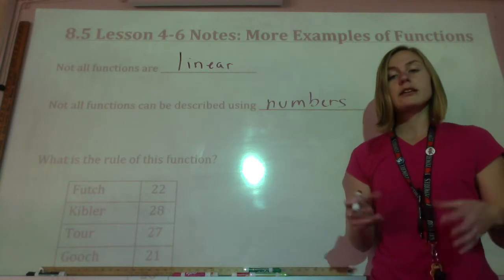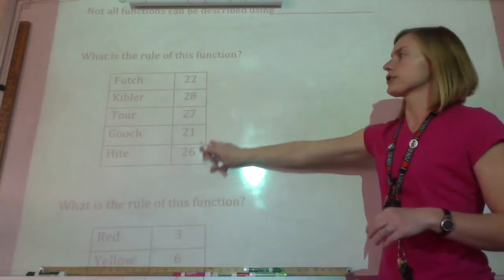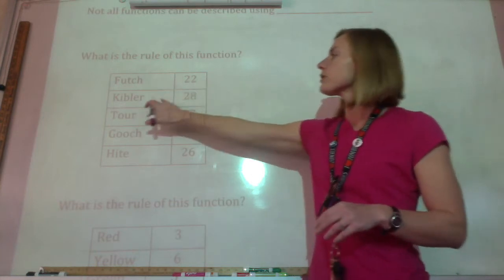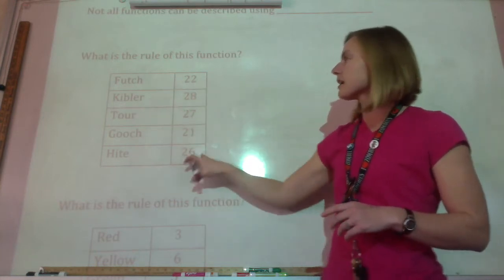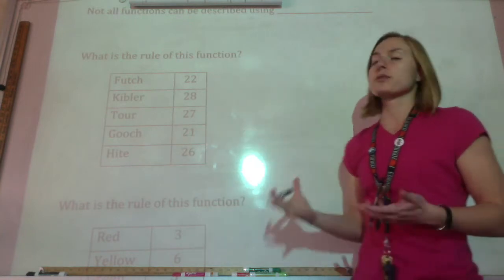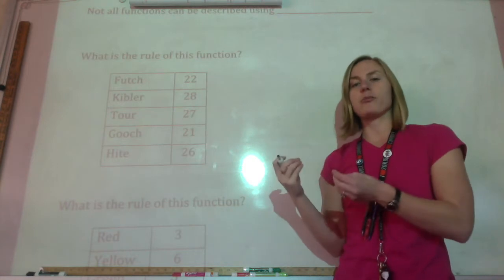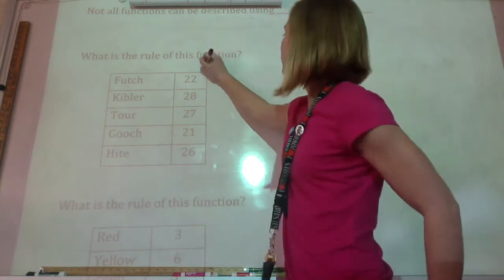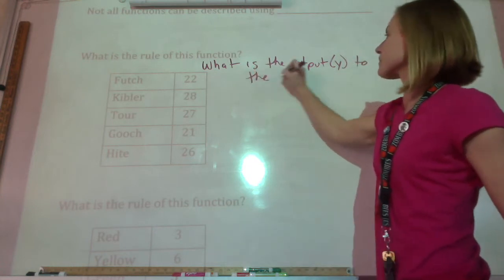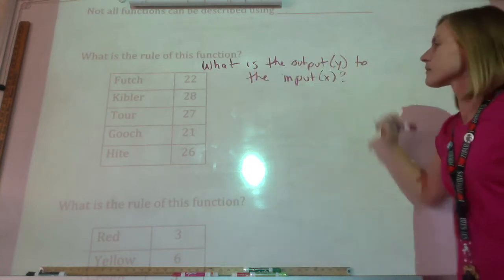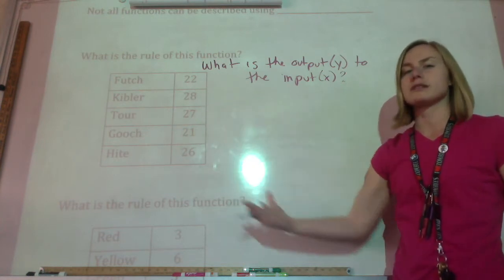So now let's take a look at some of the rules of functions. Here we have this function. Futch is 22, Kibler is 28, Tor is 27, Gooch is 21, height is 26. It's asking what the rule of this function is. It's essentially asking what the output is to the input, where these outputs are coming from, and what these numbers mean.